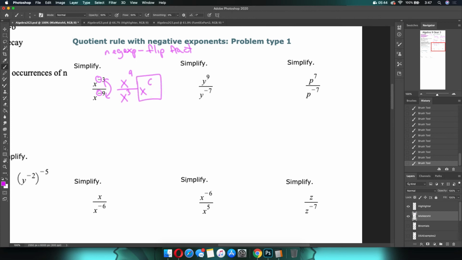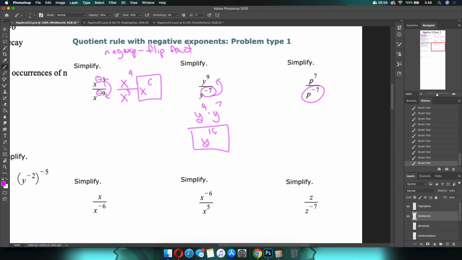Maybe I should have led with this one. Let's see here. We have negative 7. Flip where that is. So that becomes y to the 9th times y to the 7th. Since they're all in the same line, I add them. So 9 plus 7 is y to the 16th.